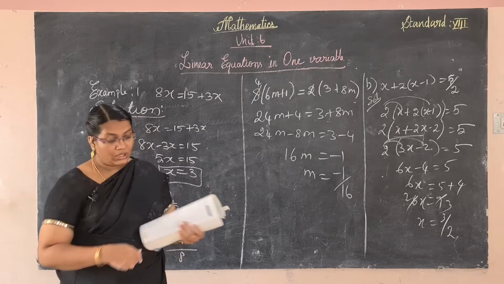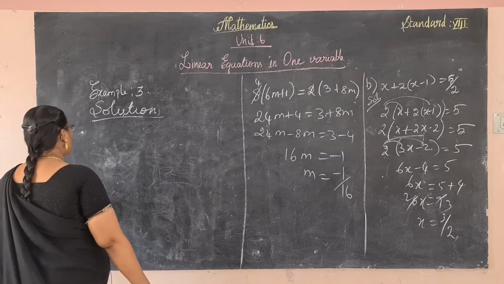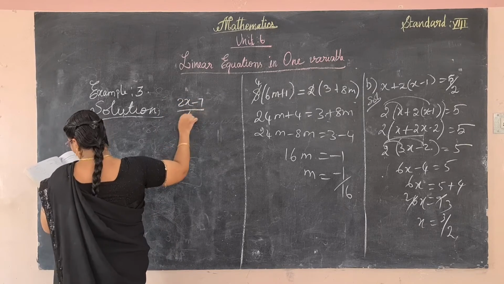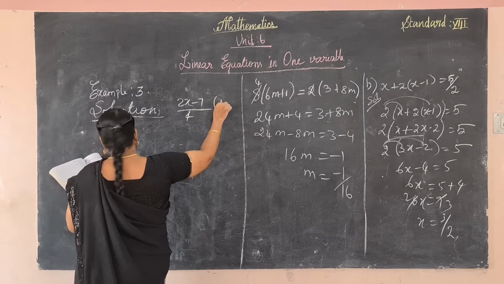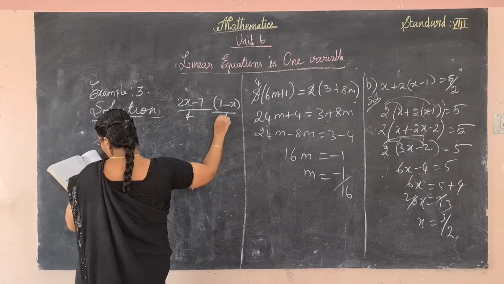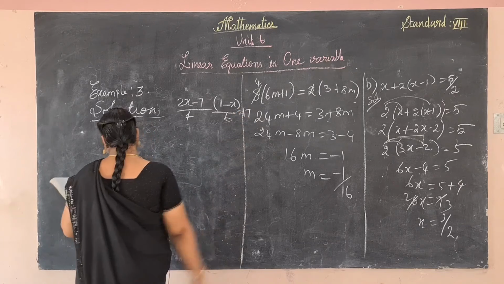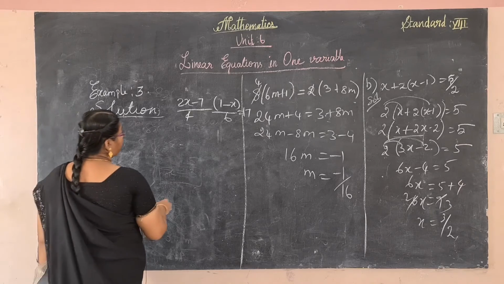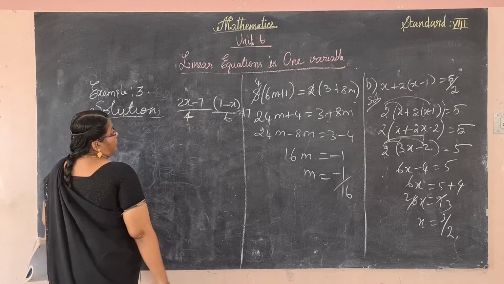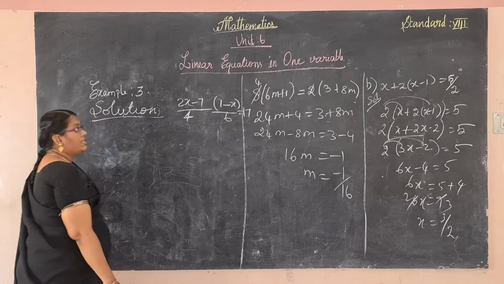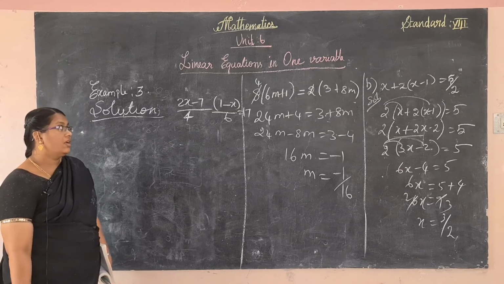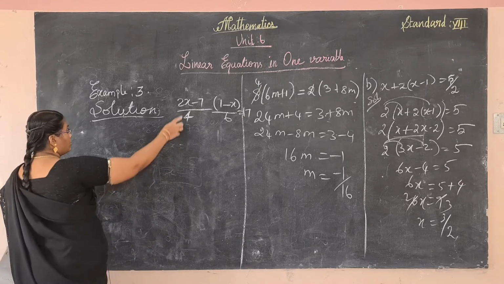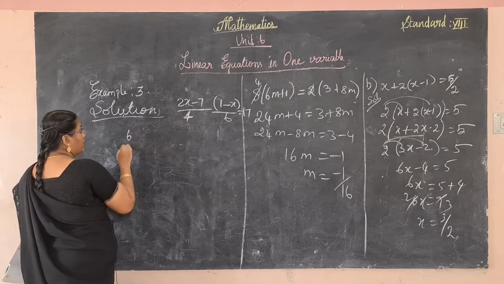Right. Now move to example 3. Solve (2x minus 7) by 4 minus (1 minus x) by 6 equal to 17. So first we take the LCM. Okay, the fractions are given. So the LCM of 4 and 6 is 24. So multiply the numerator and denominator by 6.